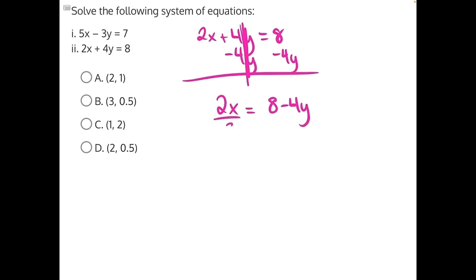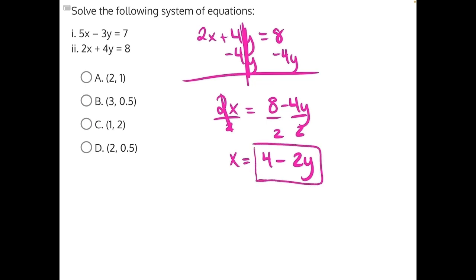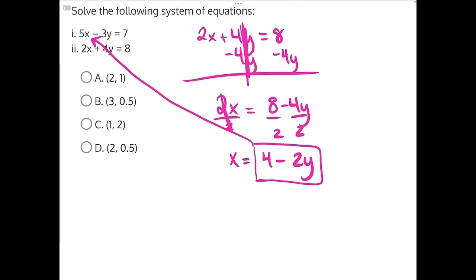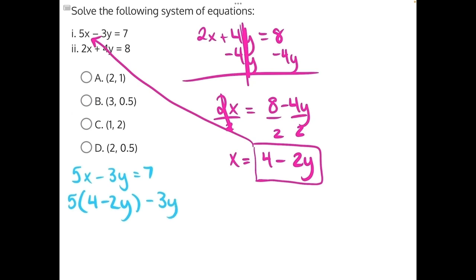And then we'll need to divide everything by 2. Again, opposite operations. x equals 8 divided by 2 is 4, minus 4 divided by 2 is 2y. And so now we have a value of x that we can substitute in for x in the other equation. I'll grab a different color, and I'll park that over here. 5x minus 3y equals 7. We plug in x, that'll give us 5 times 4 minus 2y, minus 3y is equal to 7.